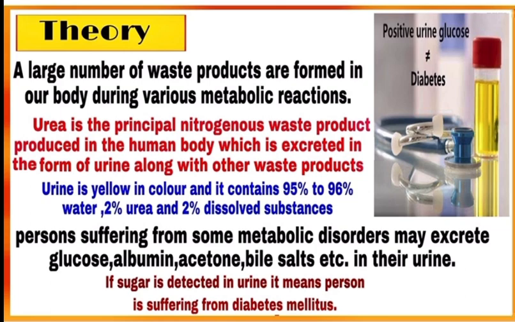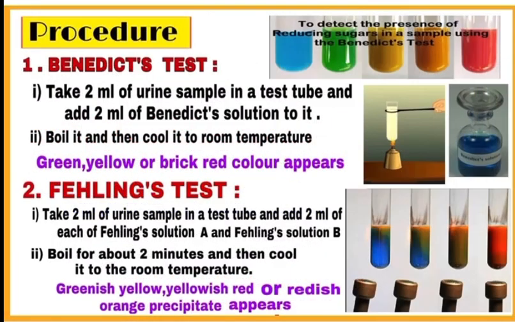But persons suffering from some metabolic disorders may excrete glucose or albumin or acetone or bile salts in their urine. And if sugar is detected in urine, it means the person is suffering from diabetes mellitus. Now come to the procedure used to detect glucose in urine sample.